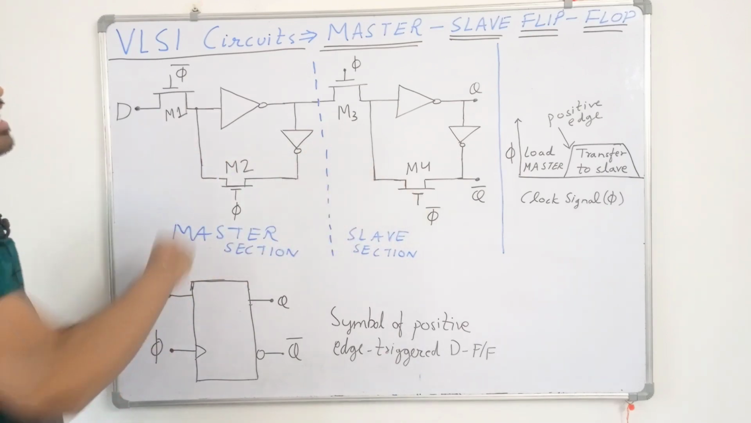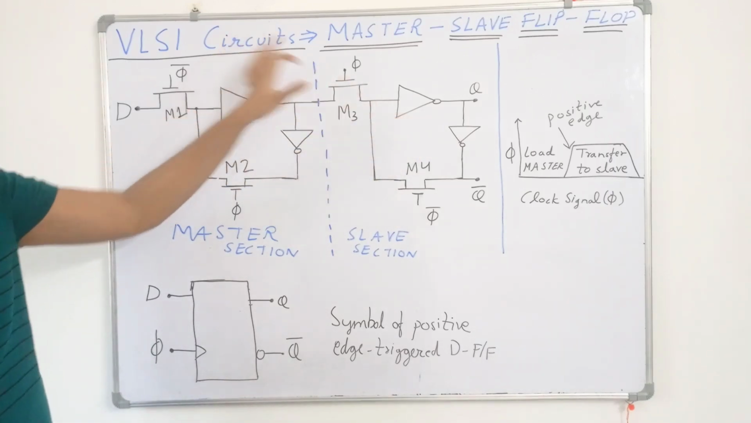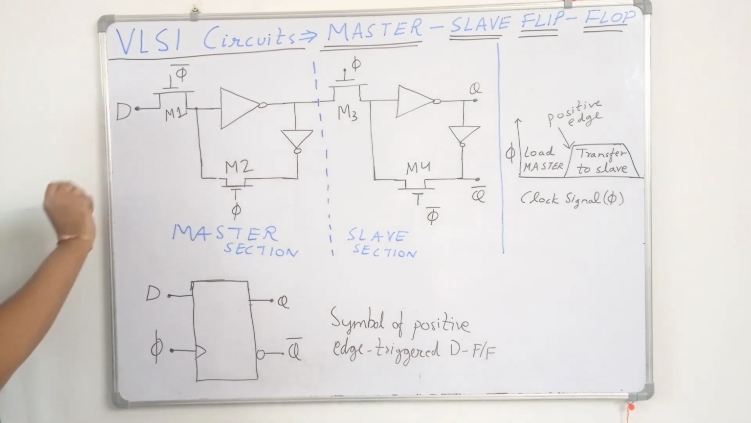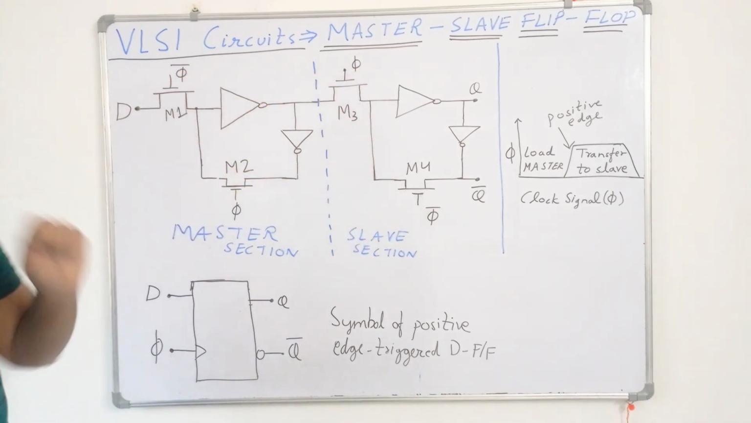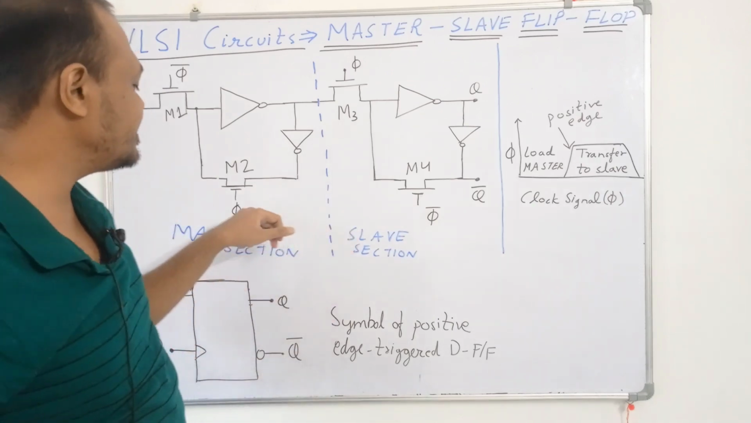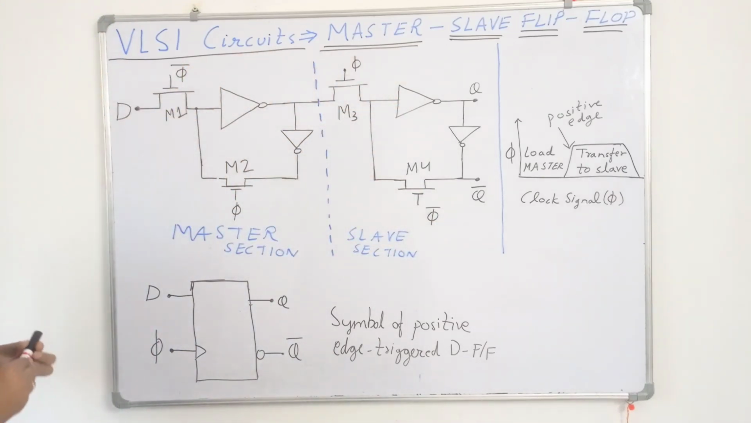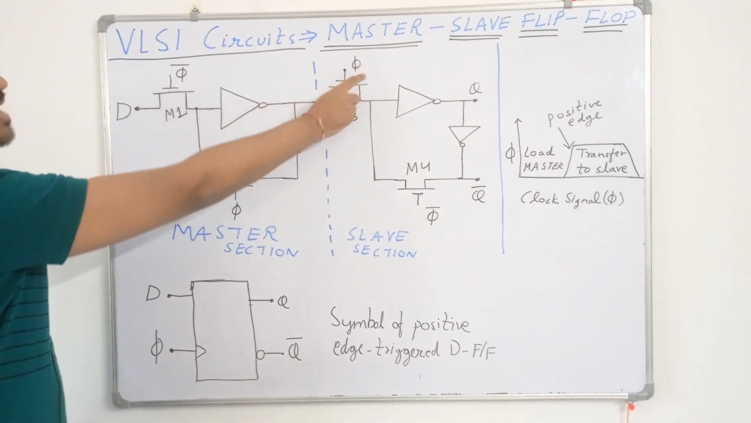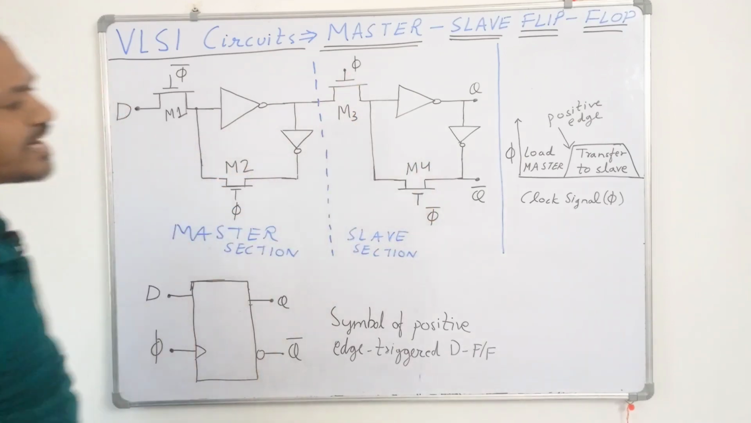So we can see that the master slave flip flop is obtained by cascading this section and this section. They are very similar. You can see their structure is similar, only they are oppositely phased. Phi is the clock and phi bar is the opposite clock. Phi and phi bar are non-overlapping clock signals. Phi bar is applied to the gate of this NMOS, phi is applied to the gate of this NMOS, phi is applied to the gate of this NMOS, and phi bar is applied to the gate of this NMOS.